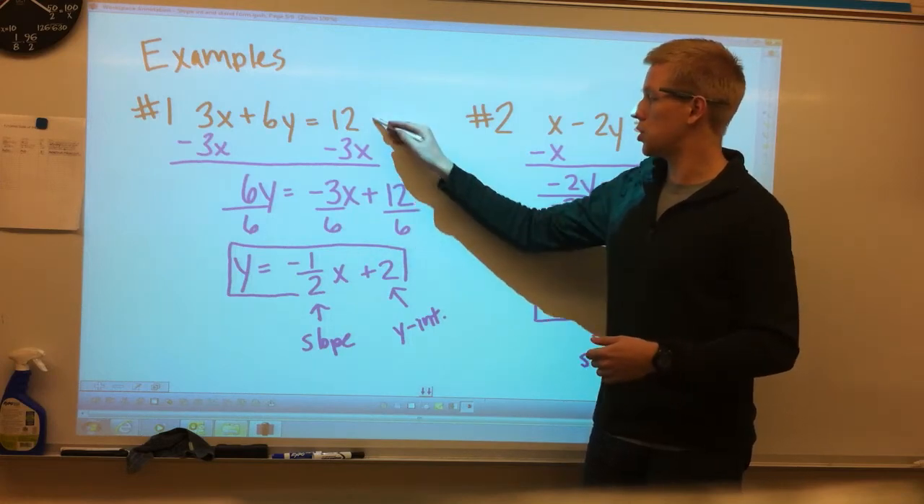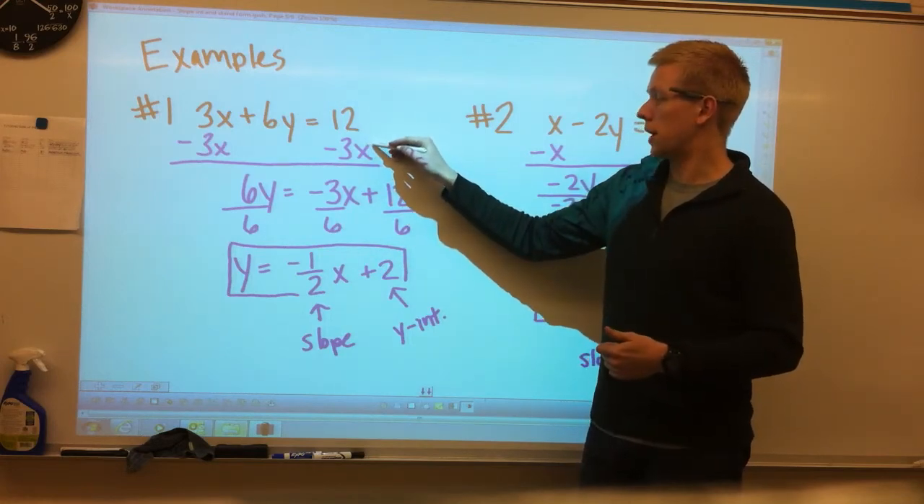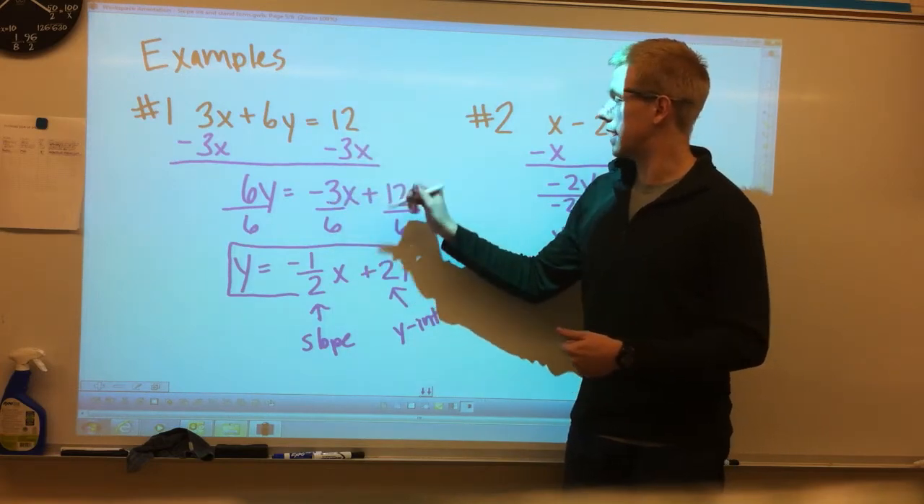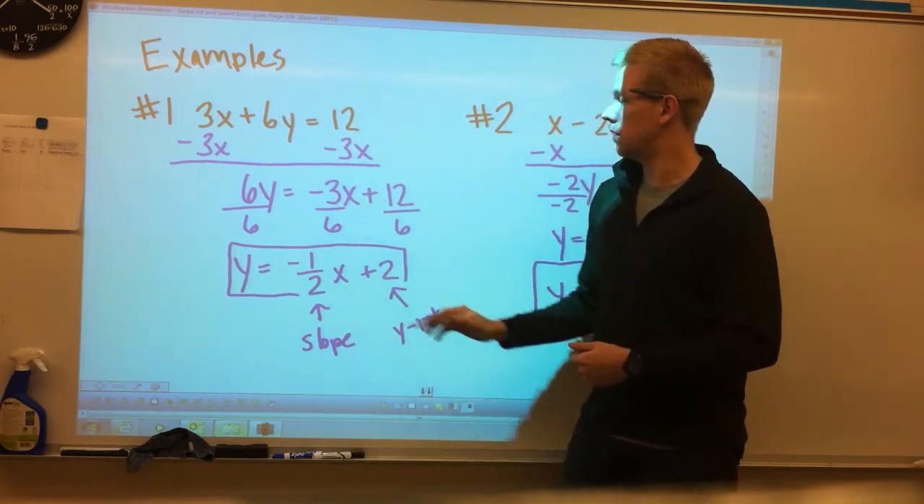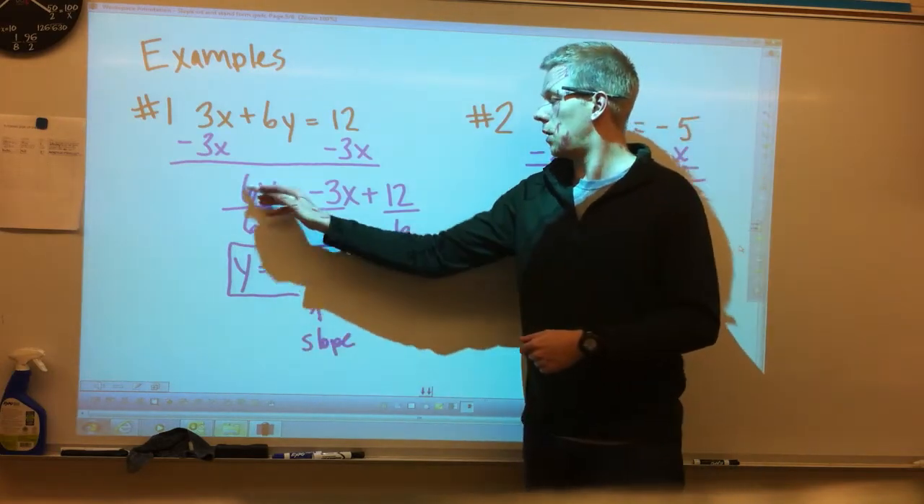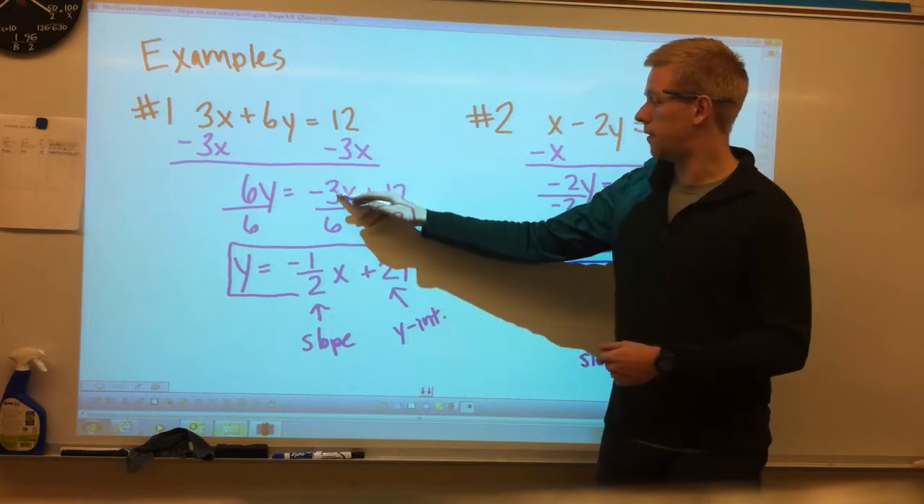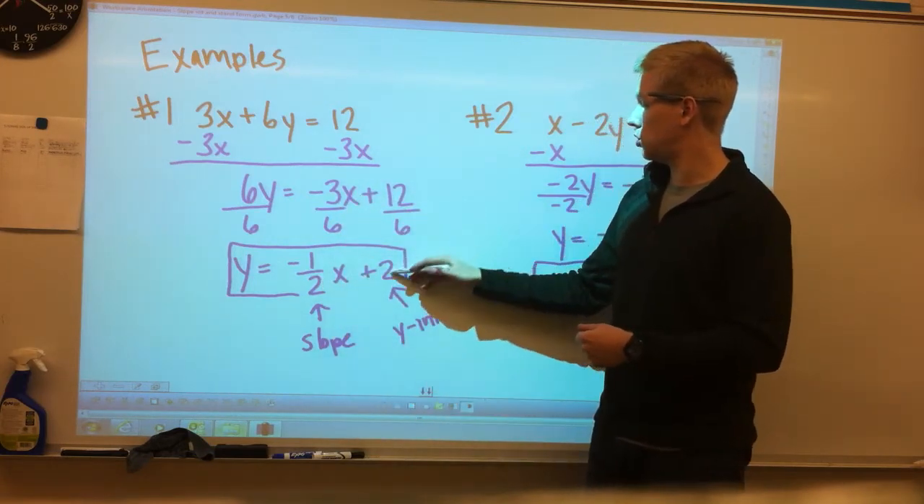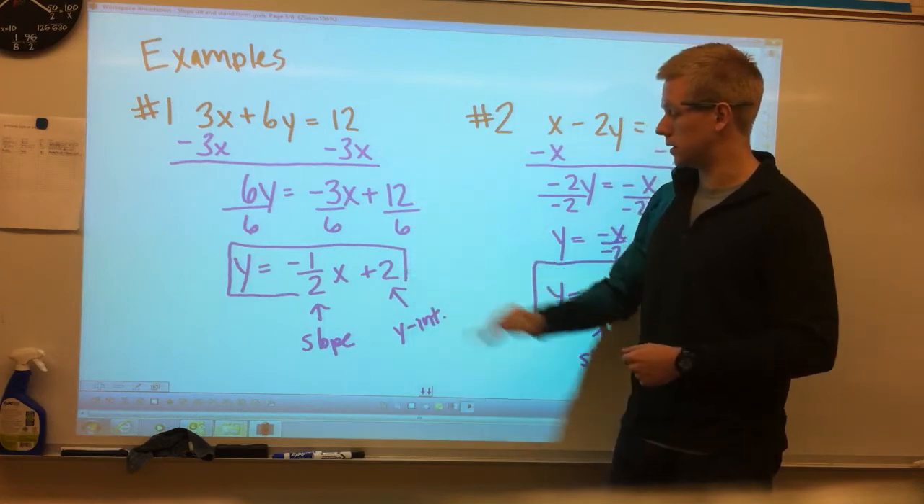When we do that, these are not like terms, so I can't subtract 12 from 3, or 3 from 12. So I'm going to write them side by side. I just wrote -3x plus 12. Over here I have 6y, divide by 6 because I want to get everything away from my y. When I do that, my fraction -3/6 reduces to -1/2 x plus 2. My 2 came from 12 divided by 6.